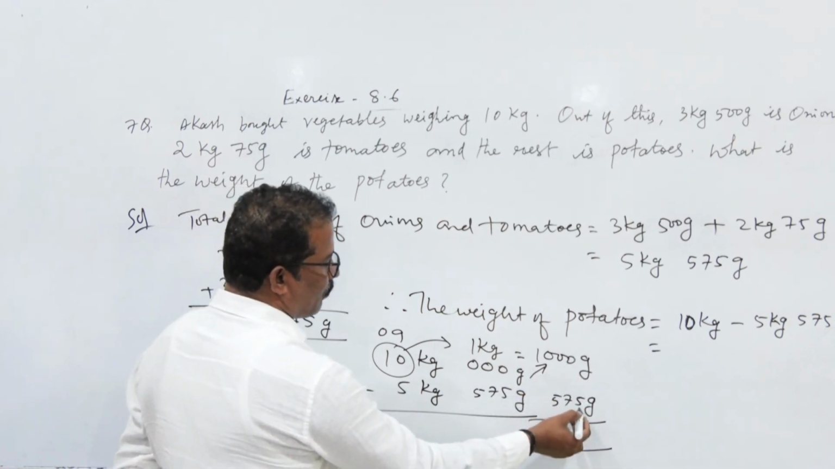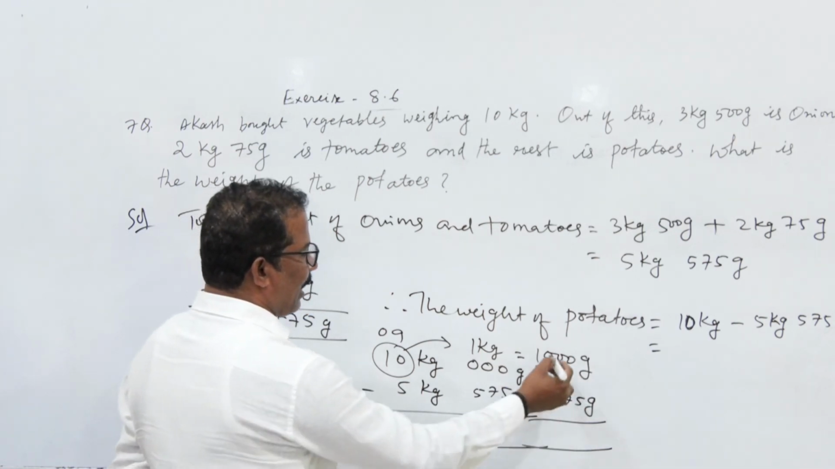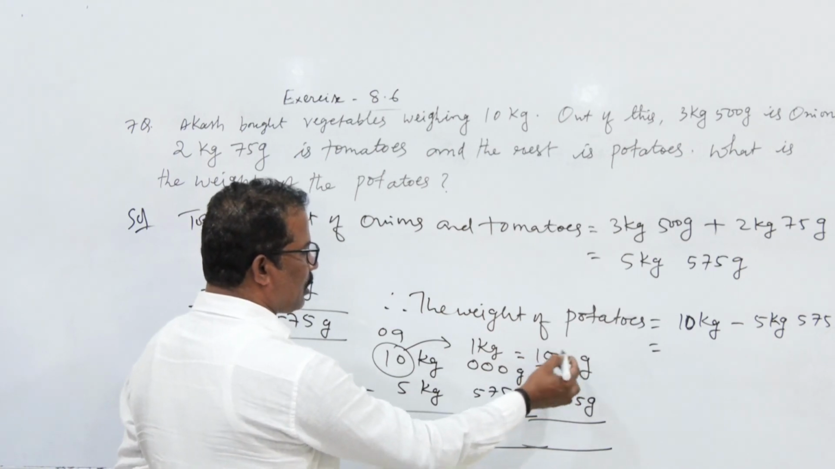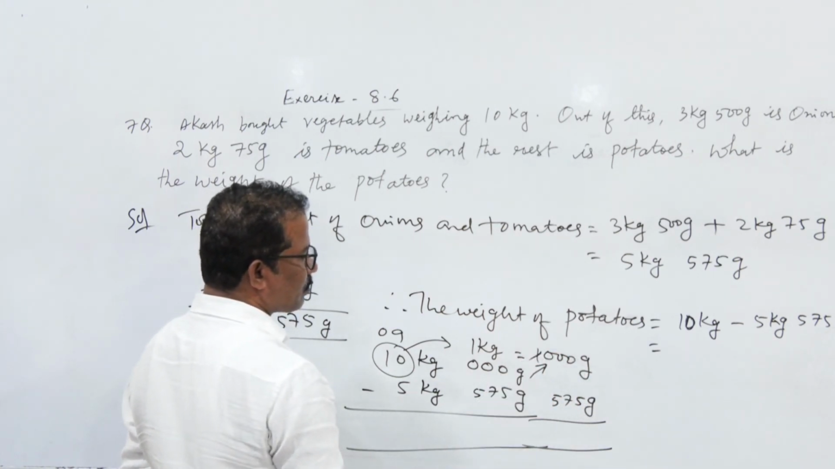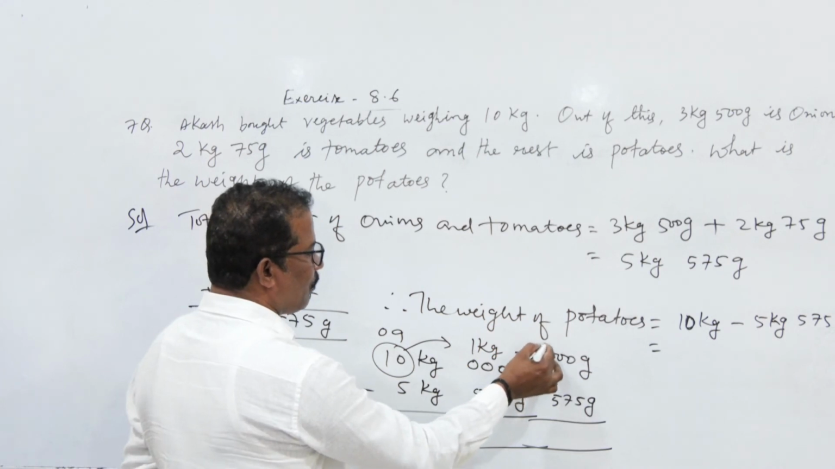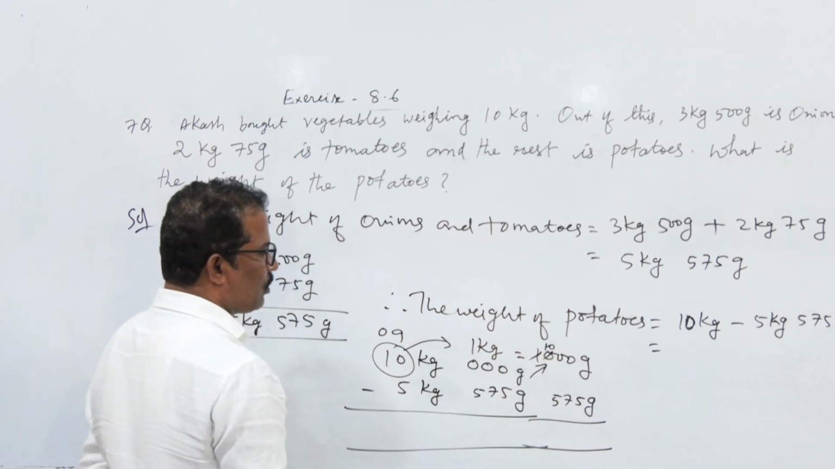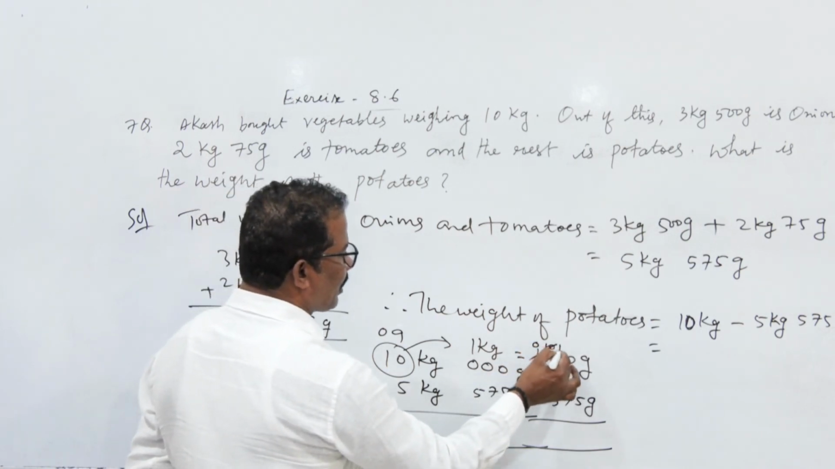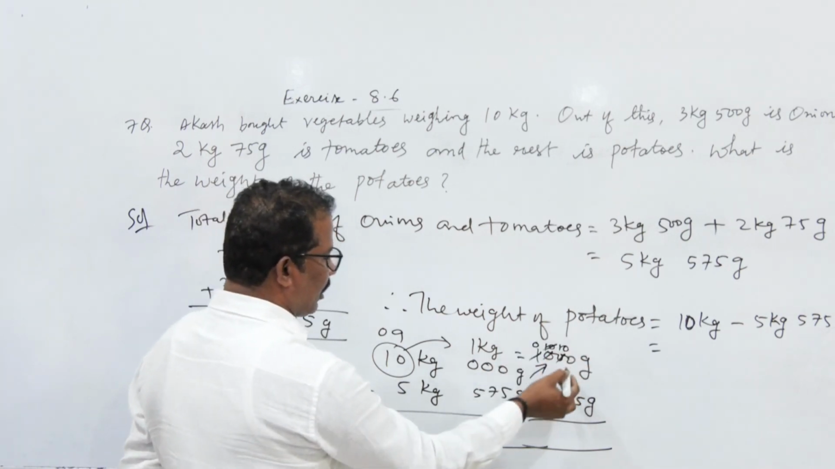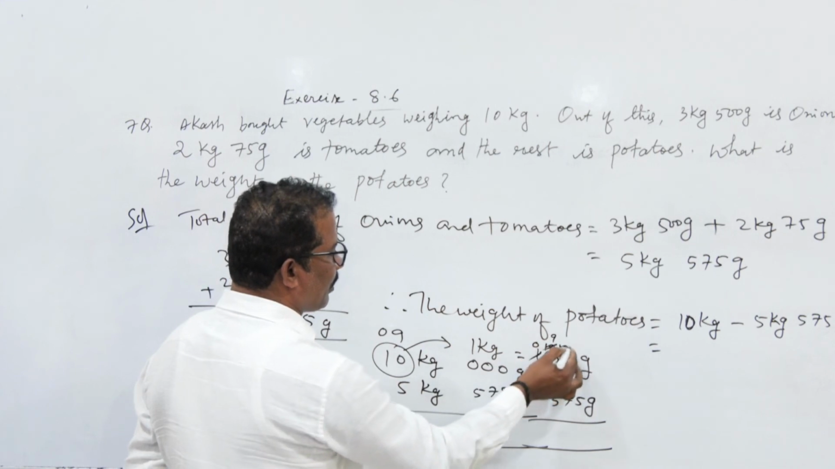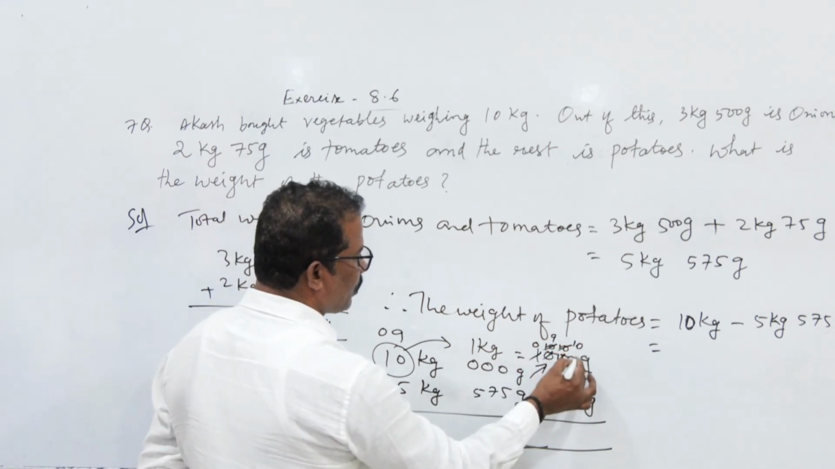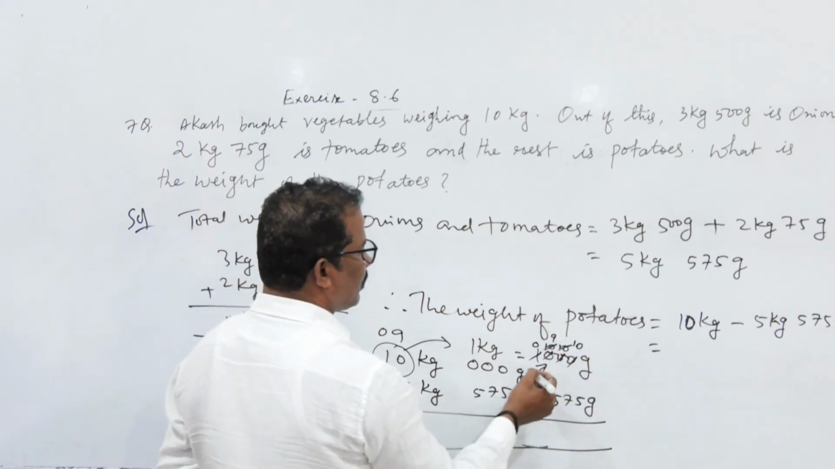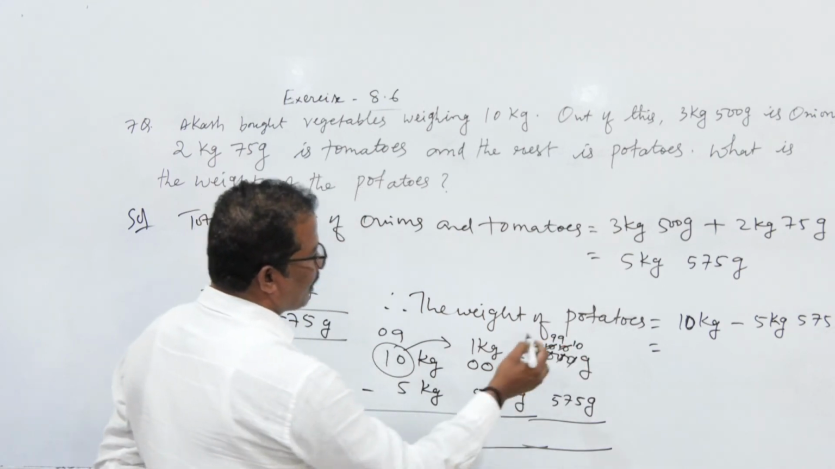So from 0, we are not able to subtract this 5. Again we have to borrow from this, here also 0, here also 0. From this 1, we can give 1 to this 0. Now this is 10 and here 0. From this 10, if we give 1 to this 0, it will become 10 and here 9 will be there. Now we can subtract.